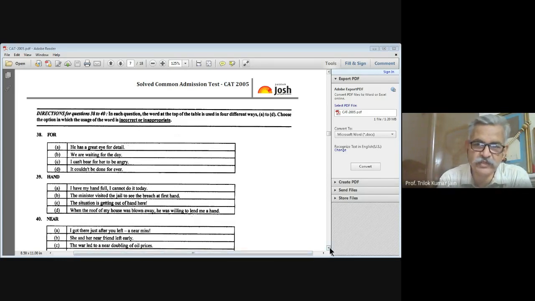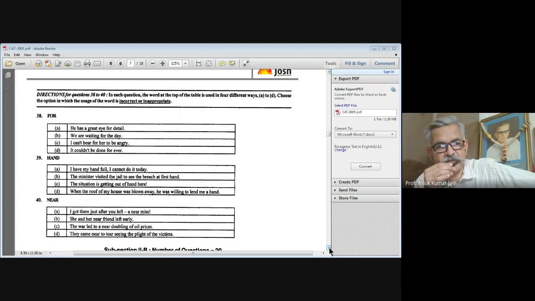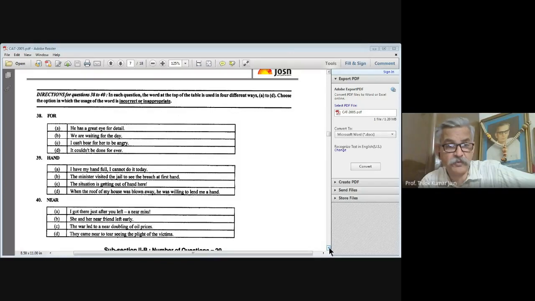Next statement. Hand. I have my hand full. I cannot do it today. The minister visited the jail to see the breach at first hand. The situation is going out of hand. When the roof of my house was blown away, he was willing to lend me a hand. Which, sir, is incorrect? Option A. I have my hand full. I cannot do it today.